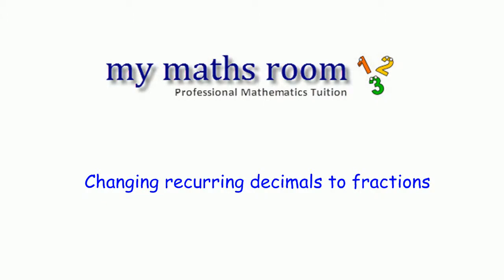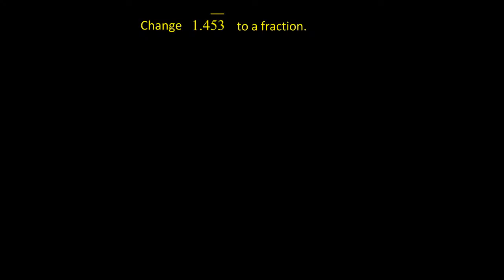This module looks at how to change a recurring decimal to a fraction. The example that we're going to use is listed there, 1.453. You'll notice that the 53 is the part that repeats. It actually looks like this, 1.45353. Now, it's very important to identify the part that recurs because this is going to come in significantly throughout the question.